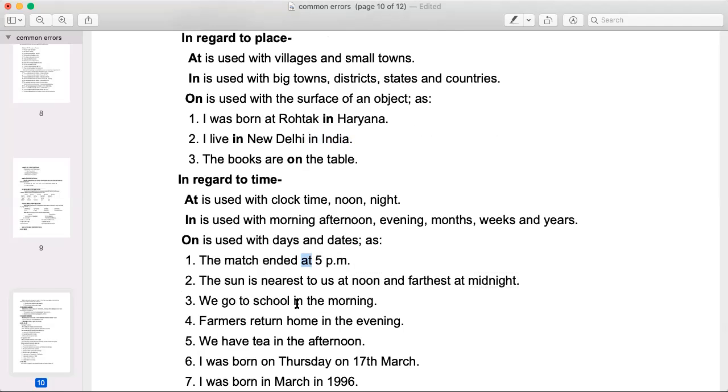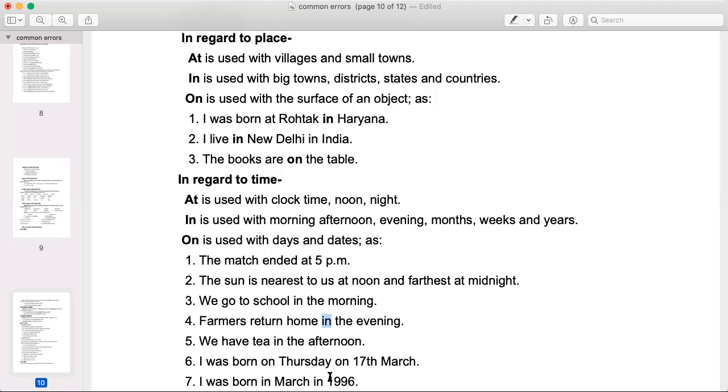We go to school in the morning. Since we're using the word morning, we'll use the preposition in. The farmer returns home in the evening. We have tea in the afternoon, not at the afternoon. So how will we find the errors? Suppose you are given a statement which says the farmers return home at the evening. This is a common error of prepositions. Instead of at, we have to use in. So we'll rewrite the sentence and replace at with in.